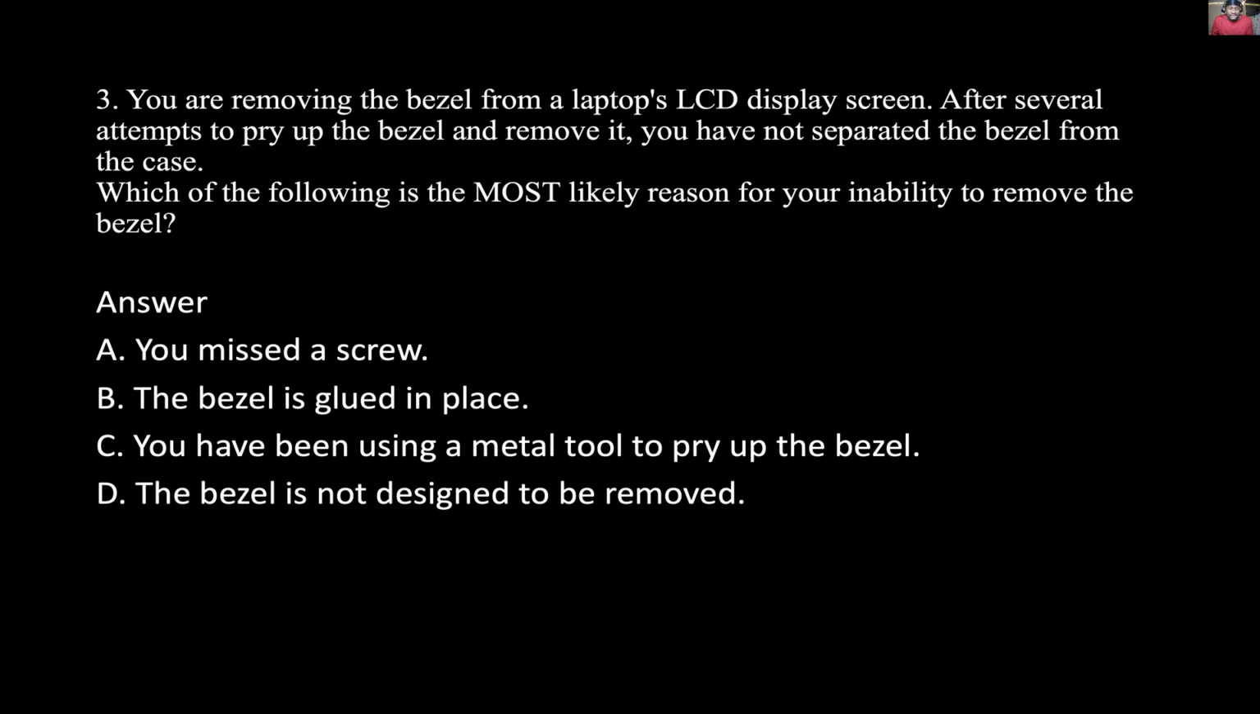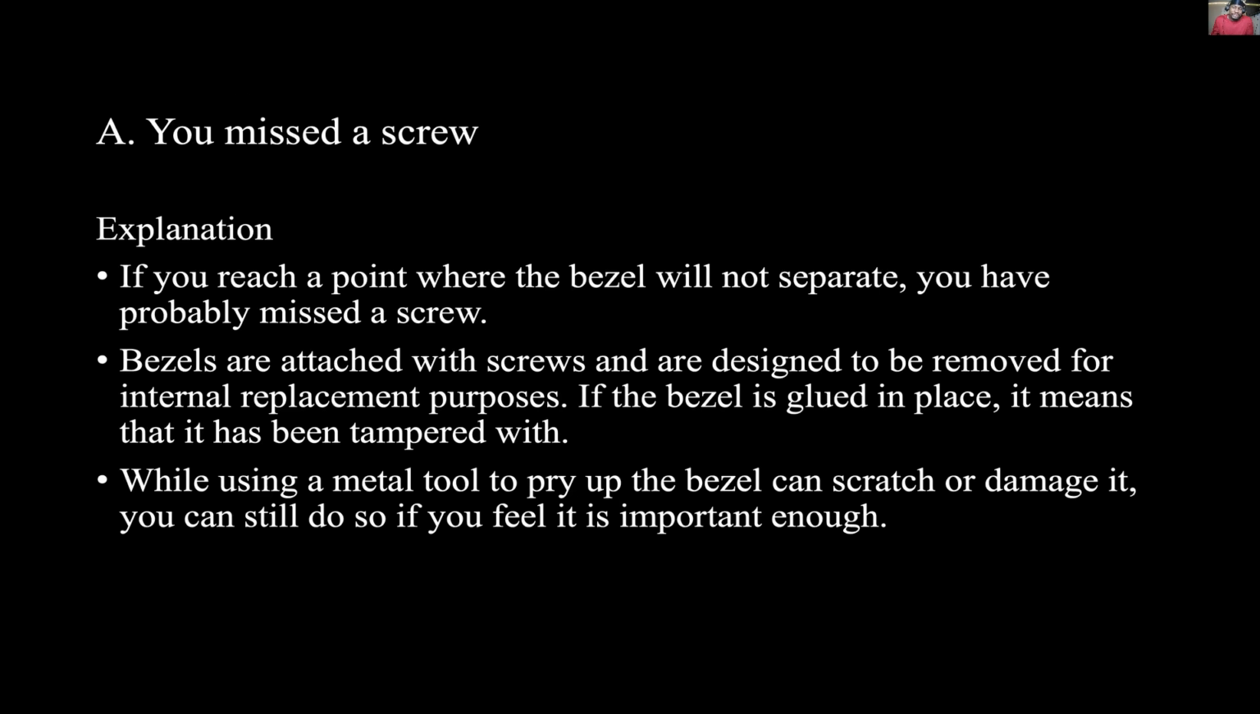I think A is the best answer here. You missed a screw. If I'm trying to open something and I pry it up and it won't come out, I check if I'm missing a screw or some screws, or maybe I'm applying pressure in the wrong place. So let's see the explanation. If you reach a point where the bezel will not separate, you have probably missed a screw.